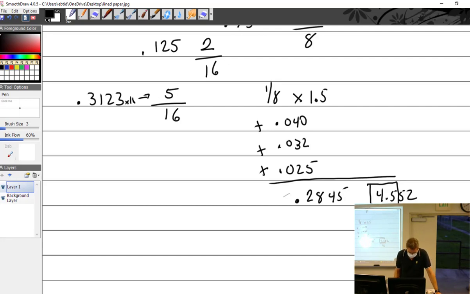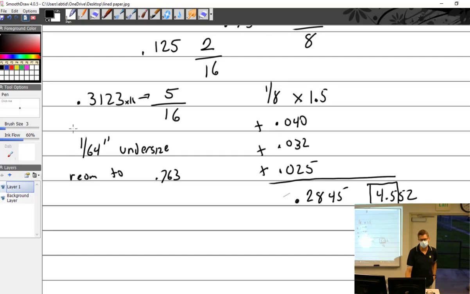That's all. I want to drill a hole. Let's see. I want to drill a hole that is 1/64 of an inch undersize, and then ream to final. So I have some directions. So drill a hole 1/64 undersize and ream to 0.763. That's something that you'd actually end up seeing a lot in aviation.